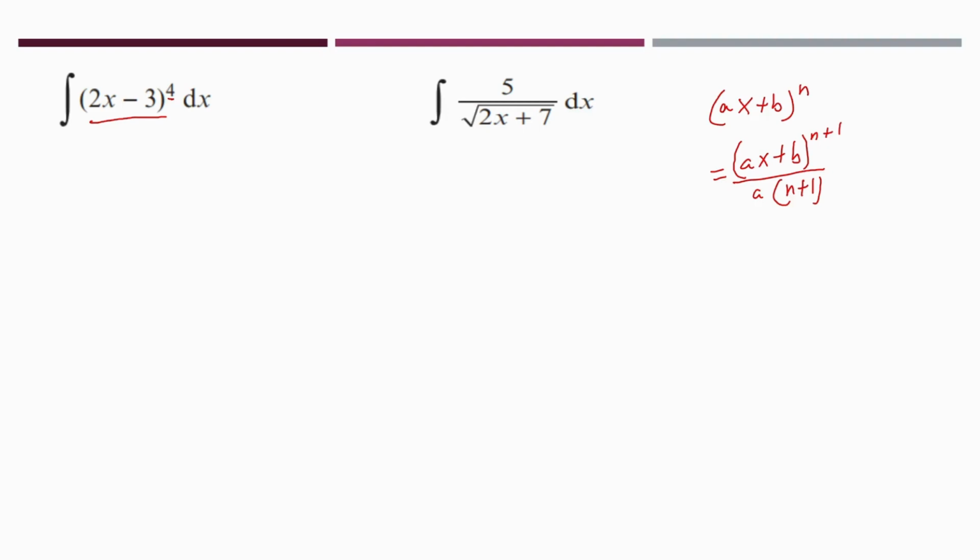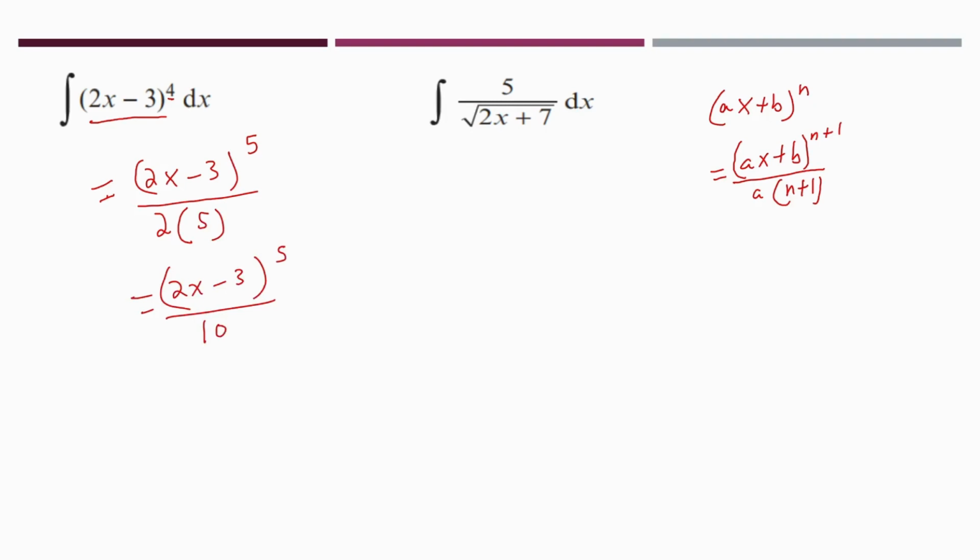Alright, so 2x minus 3 raised to the power of 4. If we apply it, we are going to get 2x minus 3 raised to the power of 4 plus 1, that gives me 5, over 2. Whatever is your coefficient of x, that is going to come out, and 2 into 5. So this is just 2x minus 3 raised to the power of 5 over 10. Don't forget the plus c. Yes. Alright. So the other question, we are going to solve that now.